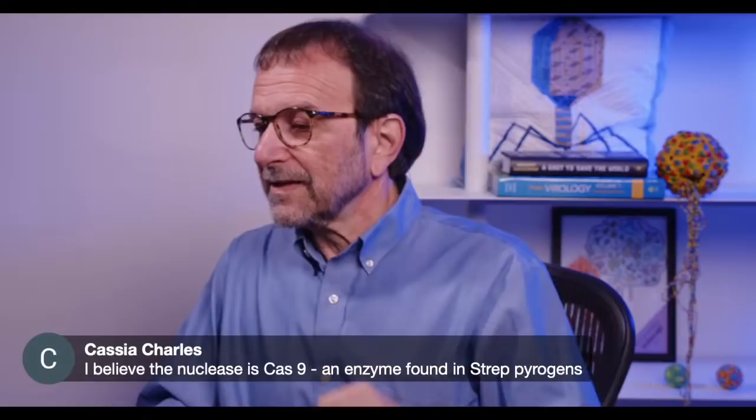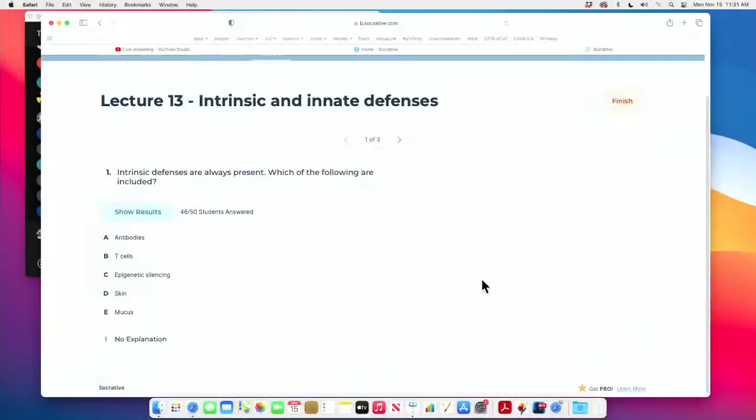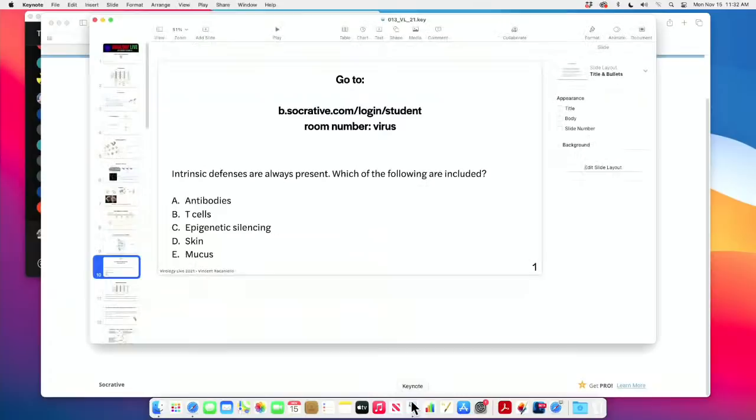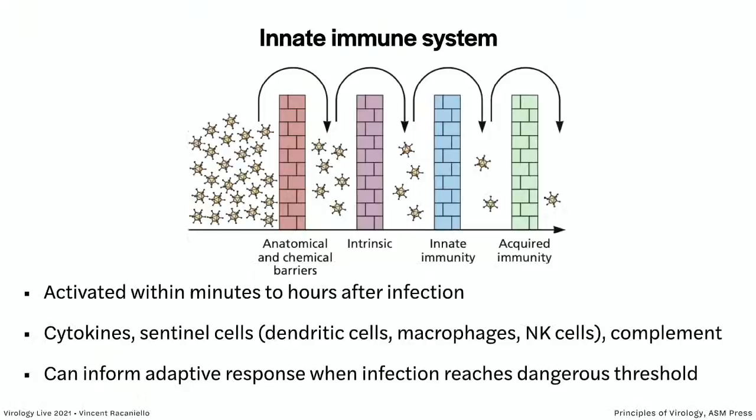Okay, so let me mark that as the last one answered, and let's go back to our quiz. So 46 of 50, not bad. Which of the following are always included in intrinsic defense? Of course, antibodies and T cells are not intrinsic defenses. Skin is a physical defense, right? Of course, it's always present, I would hope, but I categorized it as a physical defense in that first slide, and so is mucus. So intrinsic defenses are a certain class of proteins in the cell that are always present, and I distinguish them from physical and chemical defenses. All right, let's talk about the innate immune system next.